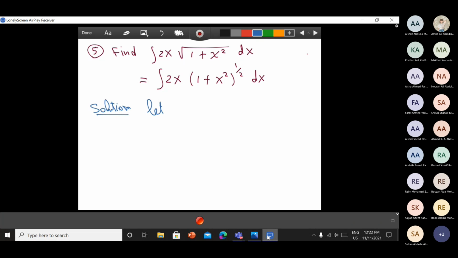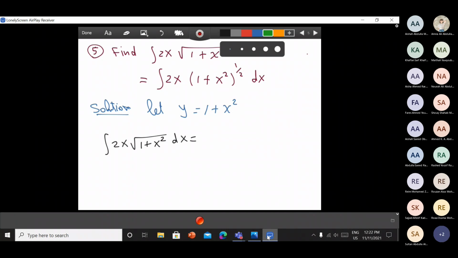I will let y equal to 1 plus x squared. That's fine. So my integration of 2x root square of 1 plus x squared dx will become what? The integration of what? I will keep this 2x as it is. Root square of what? 1 plus x squared is y. What about dx?